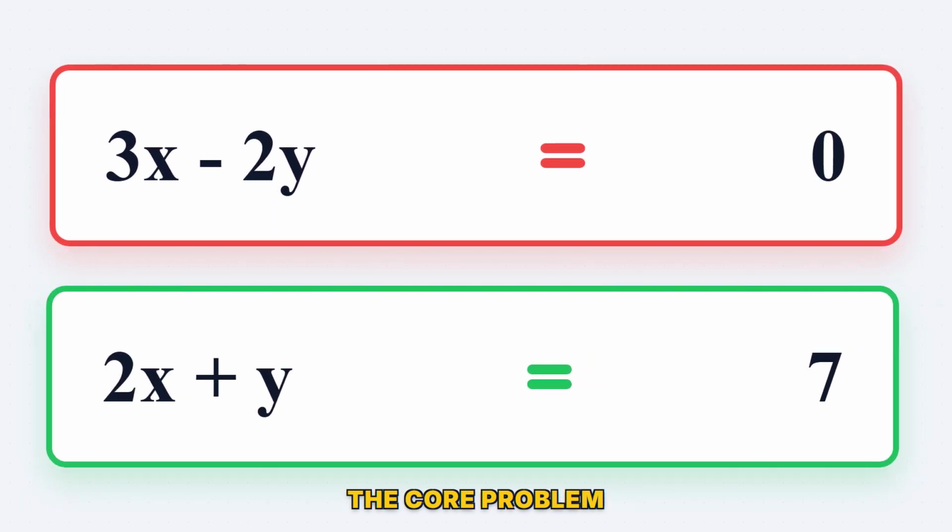Let's look at our example setup exactly as written in the textbook. Equation 1 is 3x minus 2y equals 0. Equation 2 is 2x plus y equals 7. Our mission is to find the exact values for x and y that make both statements true at the exact same time.